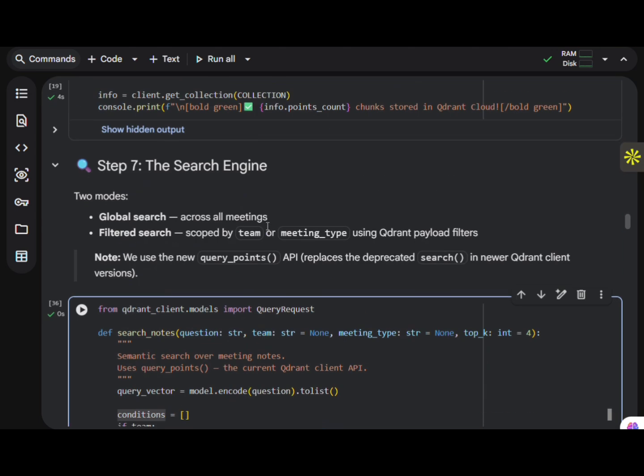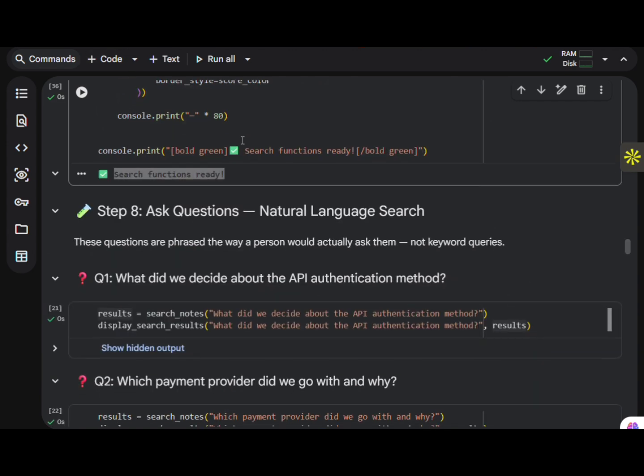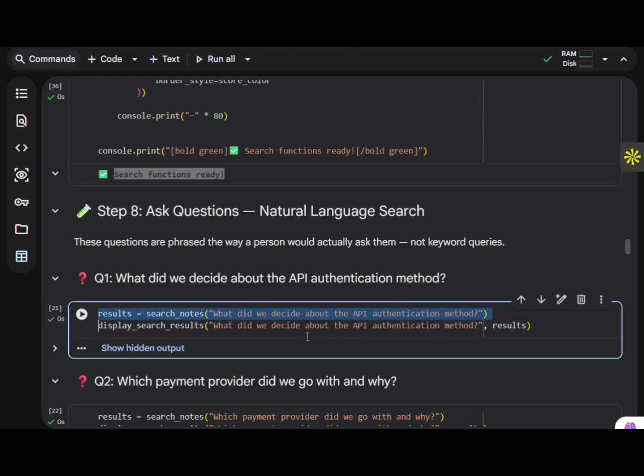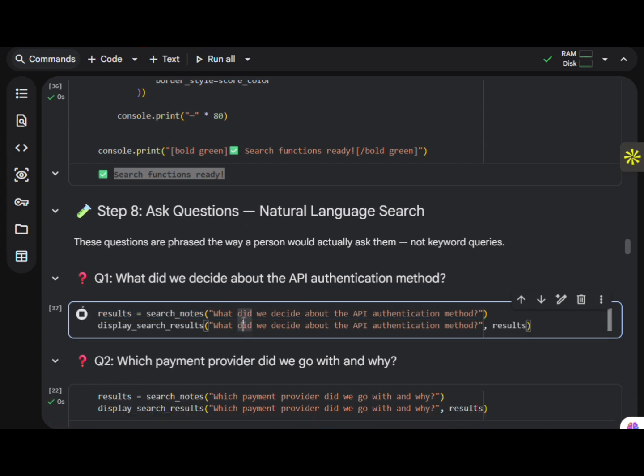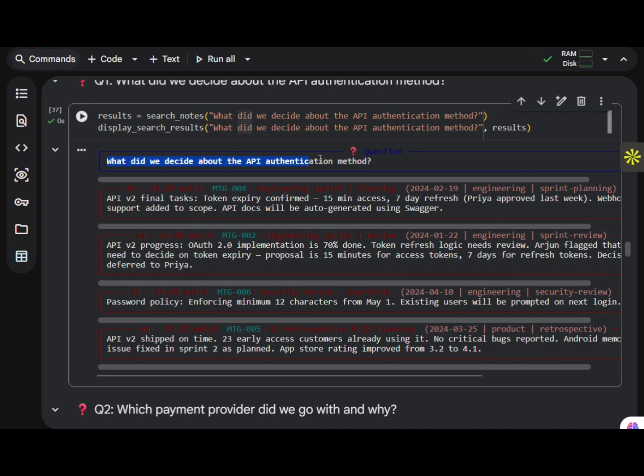So first, we will get our search function ready. So we'll run this cell. As you can see, the search function is ready. Now I will show you search demos, like what did we decide about the API authentication method, as you can see here. Then we will see how this actually works. First I'll run this so that you guys can see. Look, what did we decide about the API authentication method?